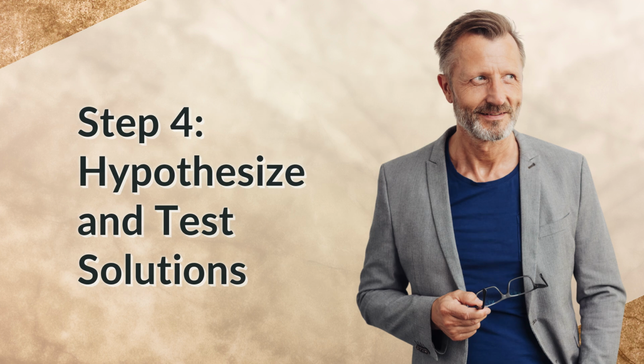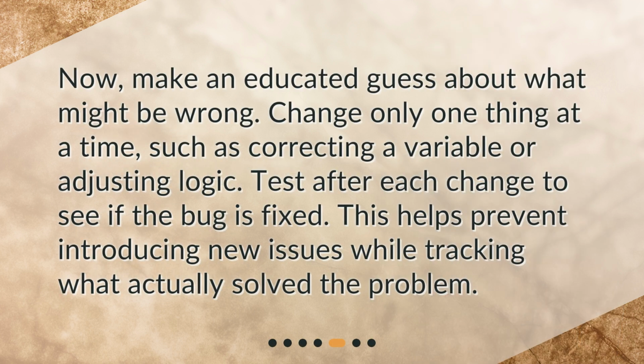Step 4. Hypothesize and test solutions. Now make an educated guess about what might be wrong. Change only one thing at a time, such as correcting a variable or adjusting logic. Test after each change to see if the bug is fixed. This helps prevent introducing new issues while tracking what actually solved the problem.